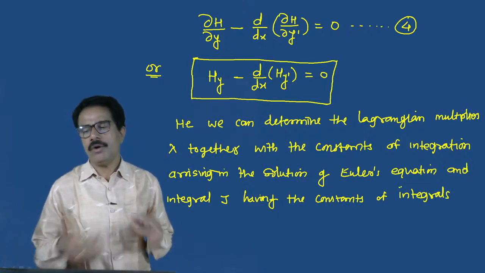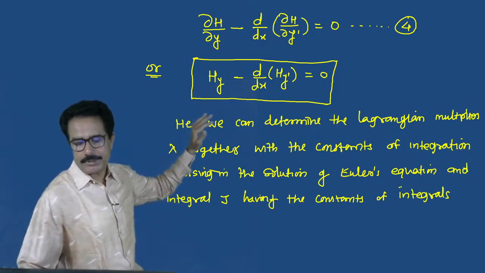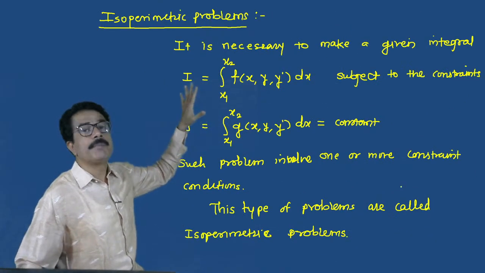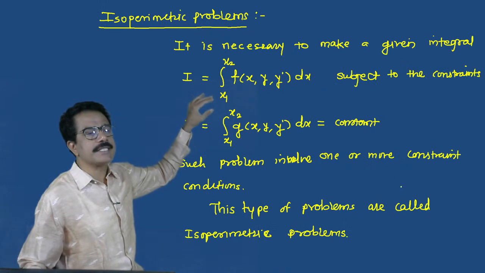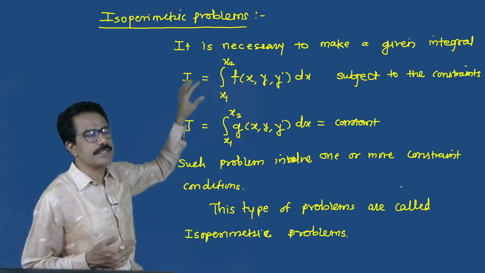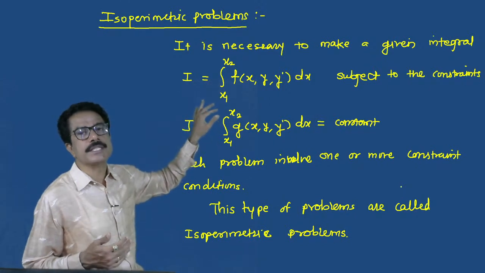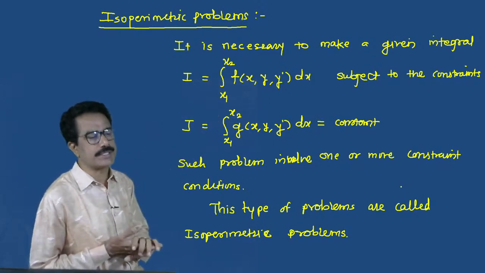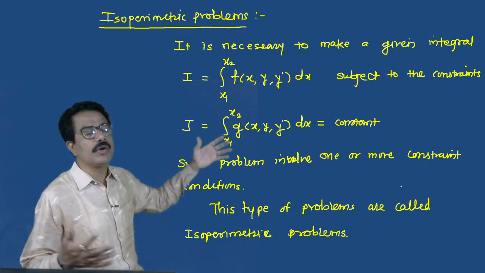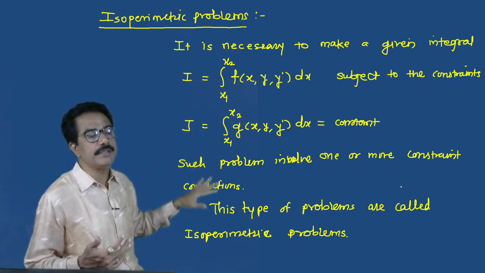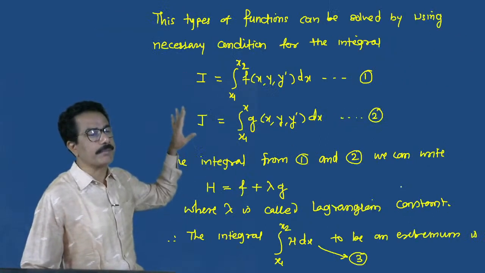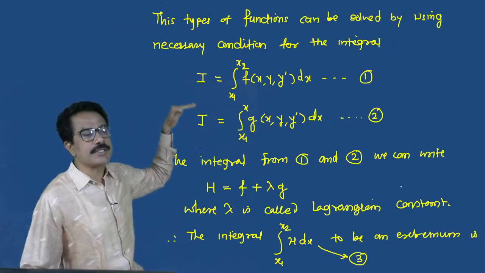Now how to solve this problem? I shall again revise this. See this, the isoperimetric problem: the necessary condition to make the integral I equal to this, J equal to this. In this condition, one of the integrals is constant. Such problems involve one or more constraint conditions. Then this type of problem is called an isoperimetric problem. Now how to solve the isoperimetric problem?